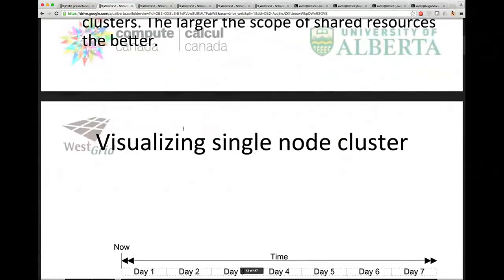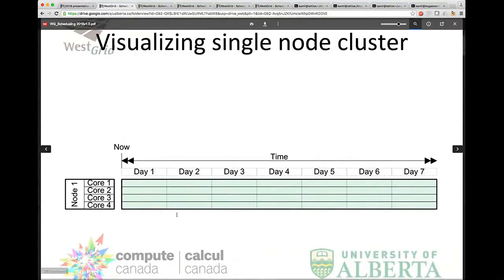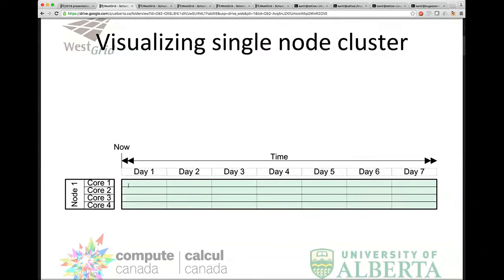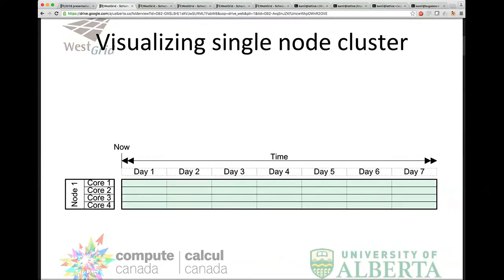So let's visualize a single node. Here is a single node cluster. We see here that it has 4 cores. Today's date is now, if you see it there at the beginning. And we look into the future, day 1, 2, 3, 4, 5, 6, 7. So in this cluster, there's only a single node with 4 cores. This would be an example of a much older cluster than what is typically running on WestGrid, but it's actually easy to illustrate this with a simpler example.